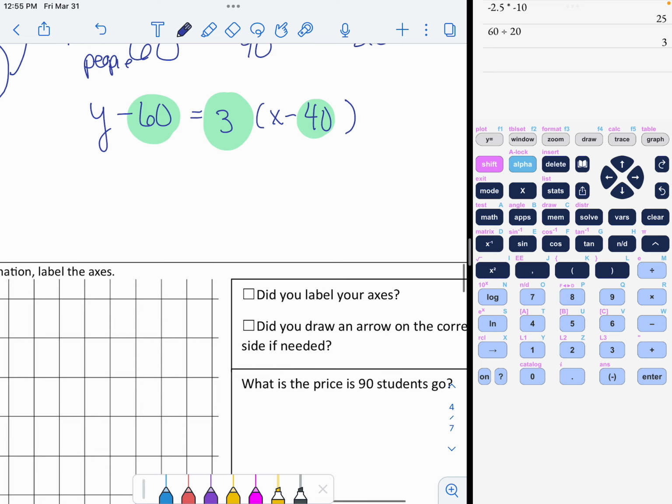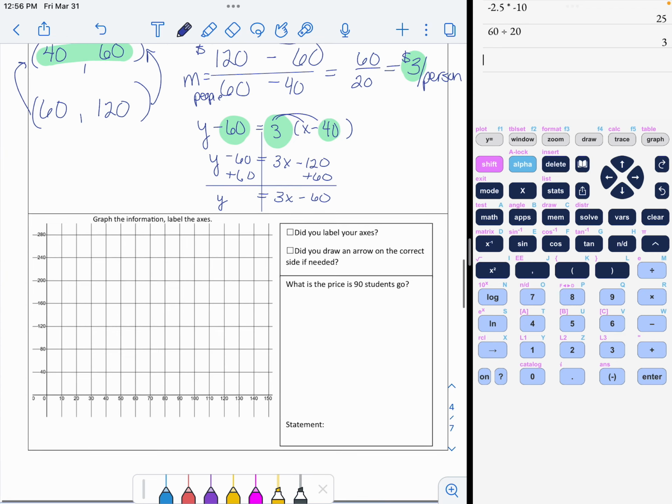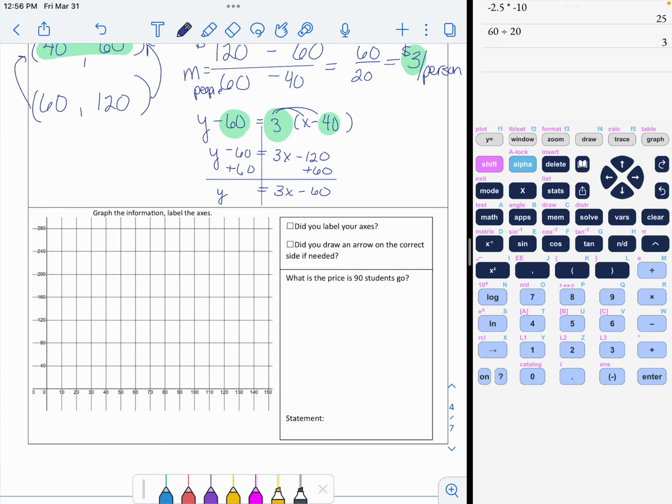Now it's time to solve because I want it in slope-intercept form. So if I distribute in, I get y minus 60 equals 3x minus 120 when you multiply. Add 60, and I get y equals 3x minus 60. Now it's time to graph it. So I can see that my y-intercept is negative 60. This does not go down to negative 60.